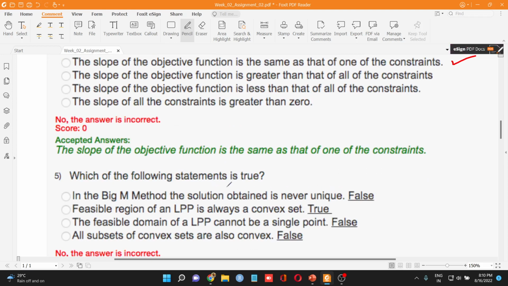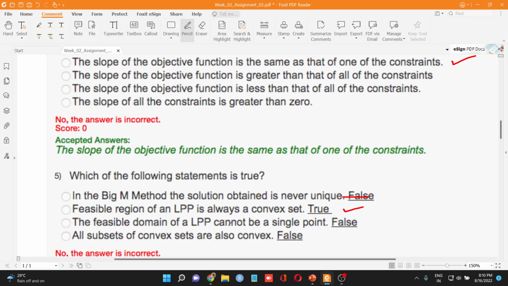And which of the following statements is true? In the Big M method, I am also confused about the first option. Just see the third: the feasible region of an LPP is always a convex set. Is it true or not? Yes, ma'am. That means the optimal solution or feasible solution, whatever you get, may it be always a convex set.